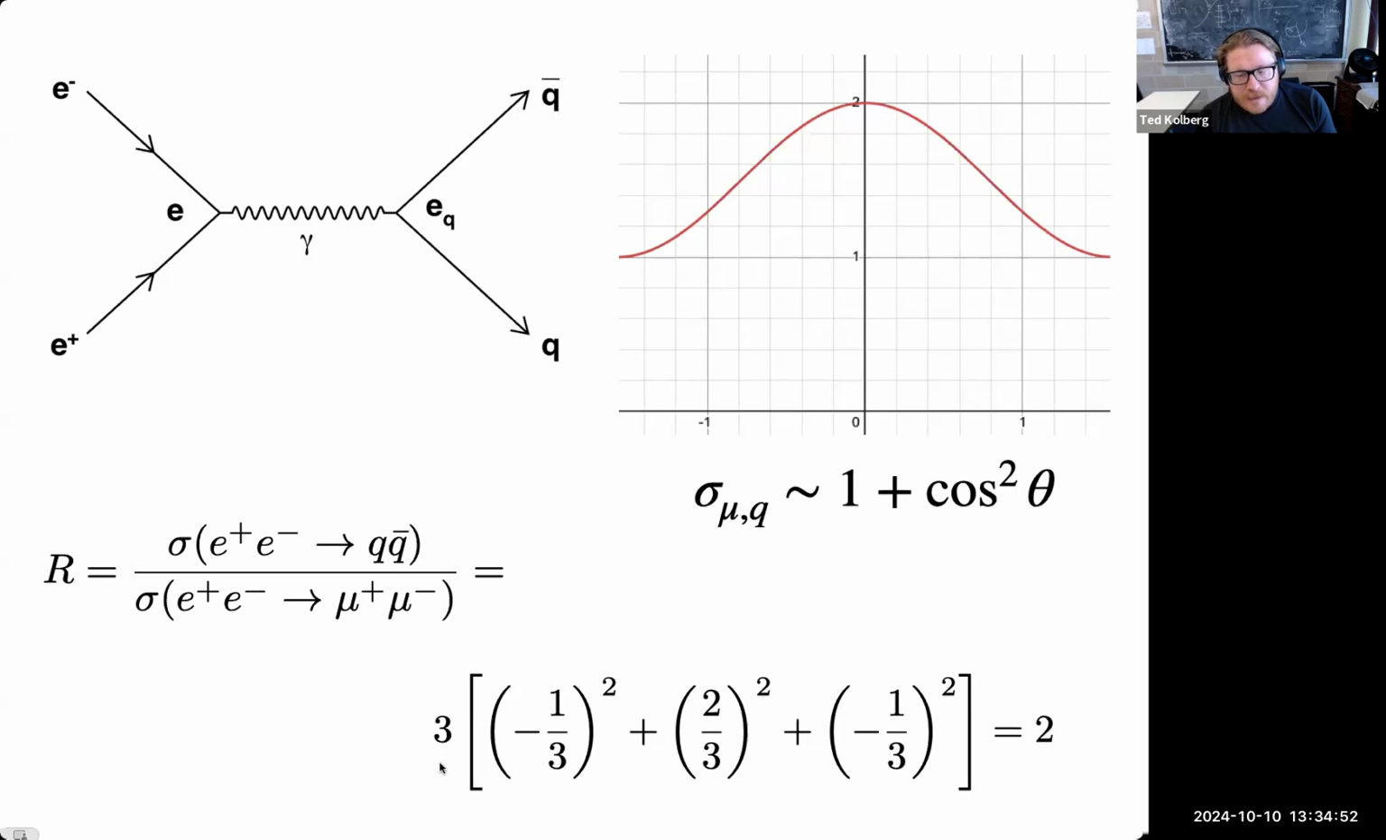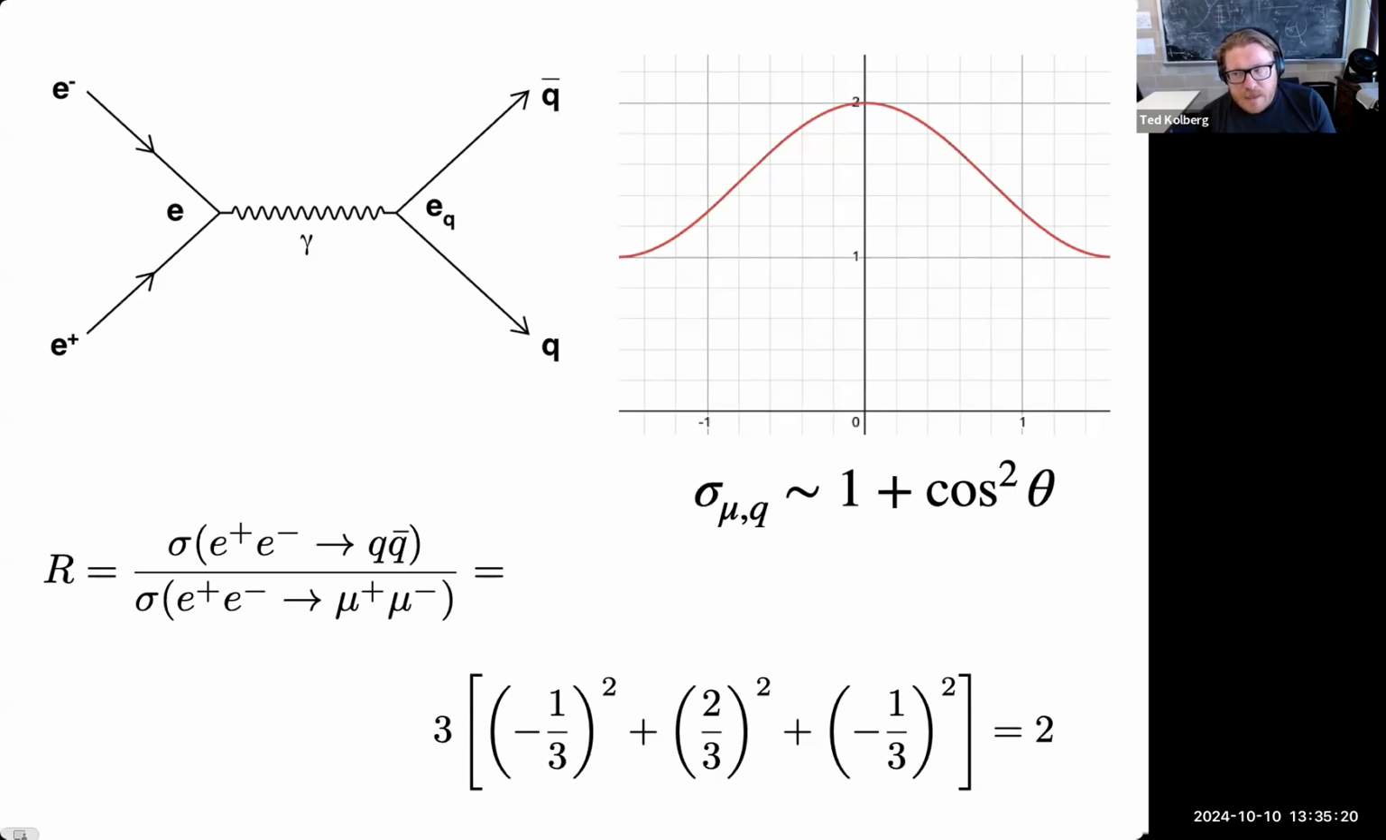So the fact that this leading 3 is out here makes a huge difference. In the case where the 3 wasn't here, then this ratio would be 2/3. That is to say that the quark-anti-quark production cross-section should actually be less than that of the muon. But with this leading 3, it's a factor of 2 greater than for the muon. So that's a quantitative difference that you should be able to tell even with relatively limited statistics.